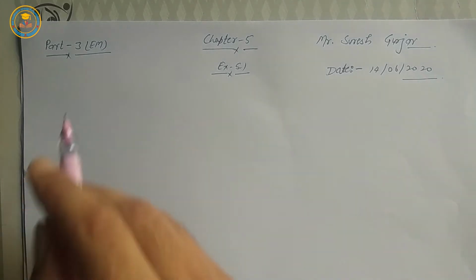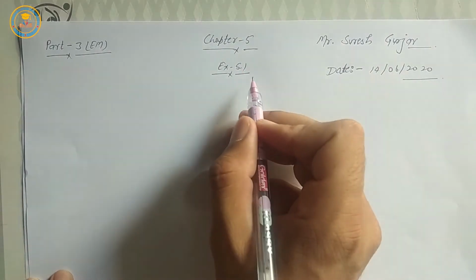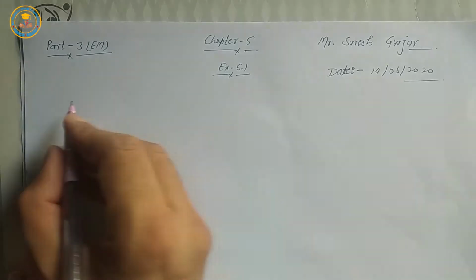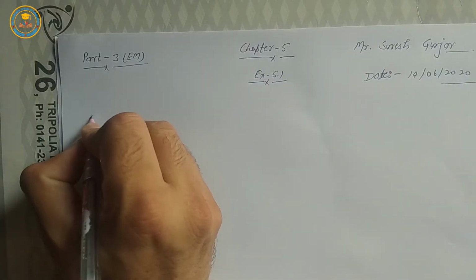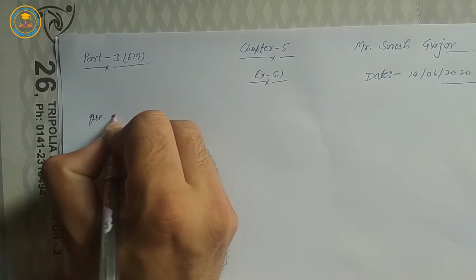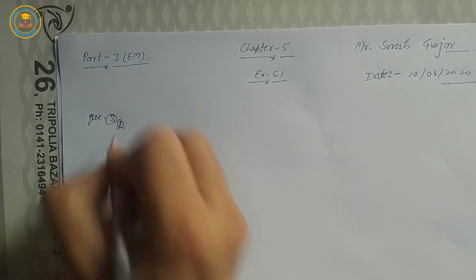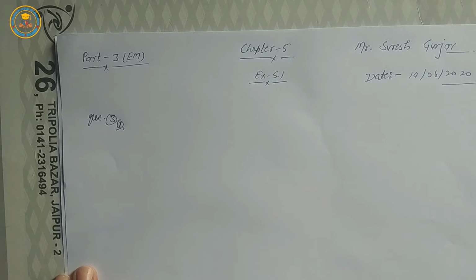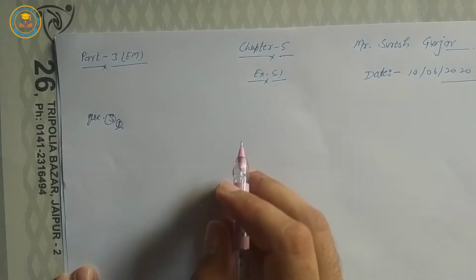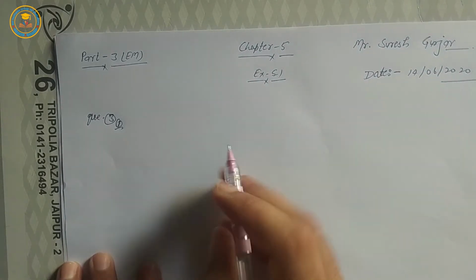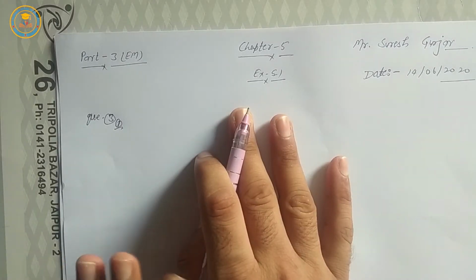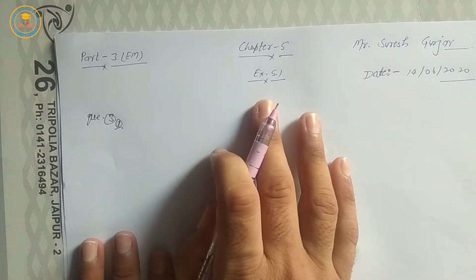And next question of exercise 5.1, question number 3, first part. Find inverse matrix of the following. It means A inverse. Okay.